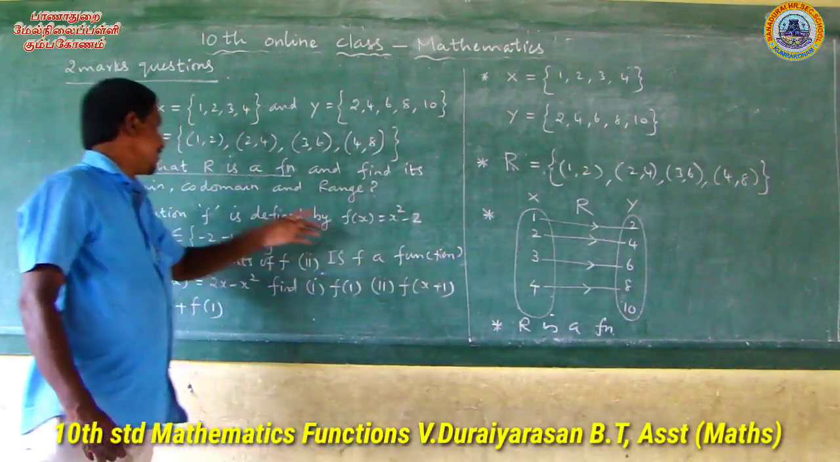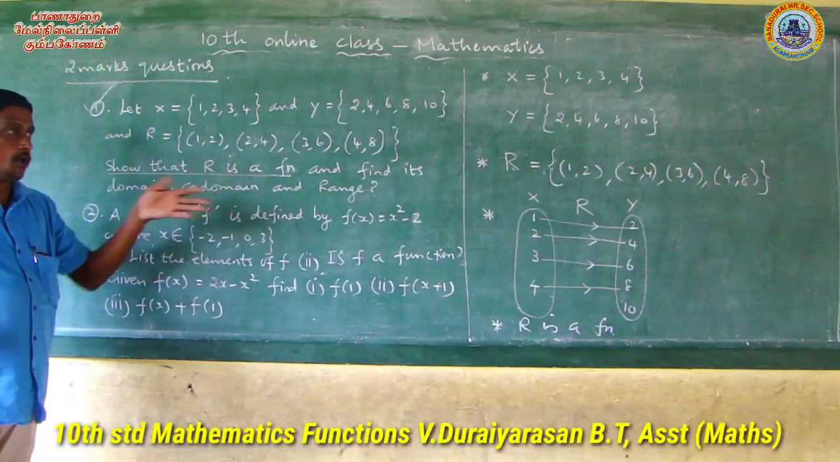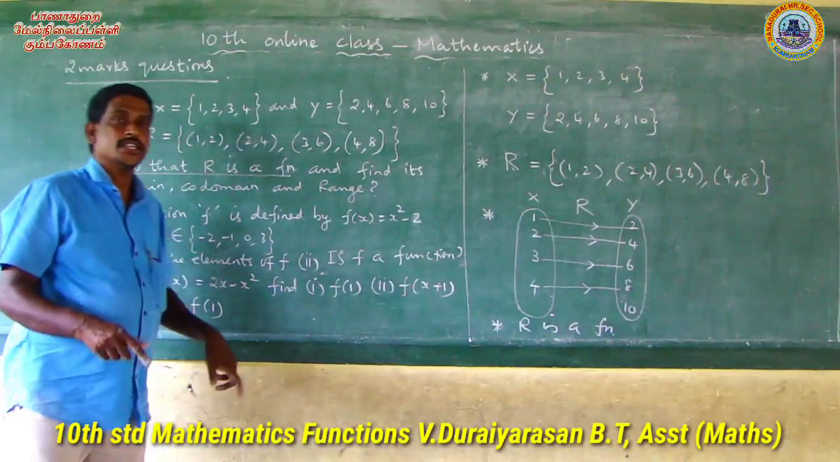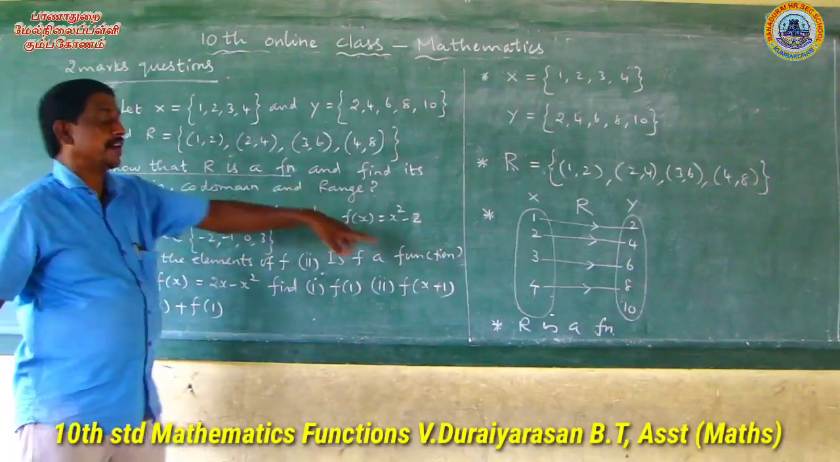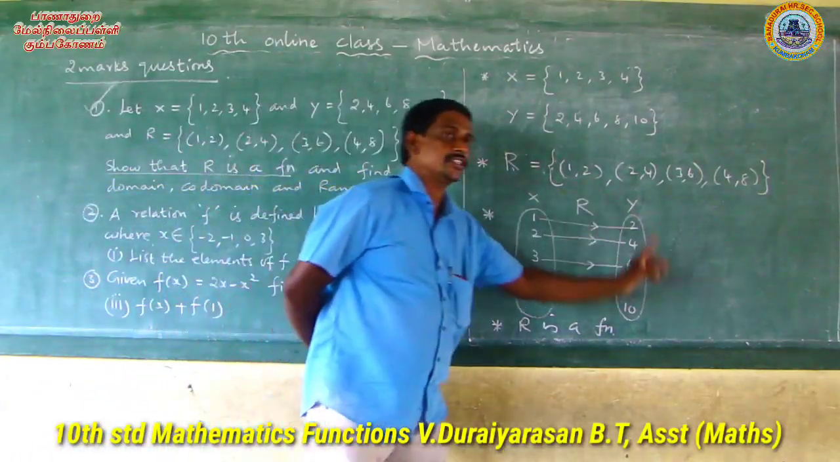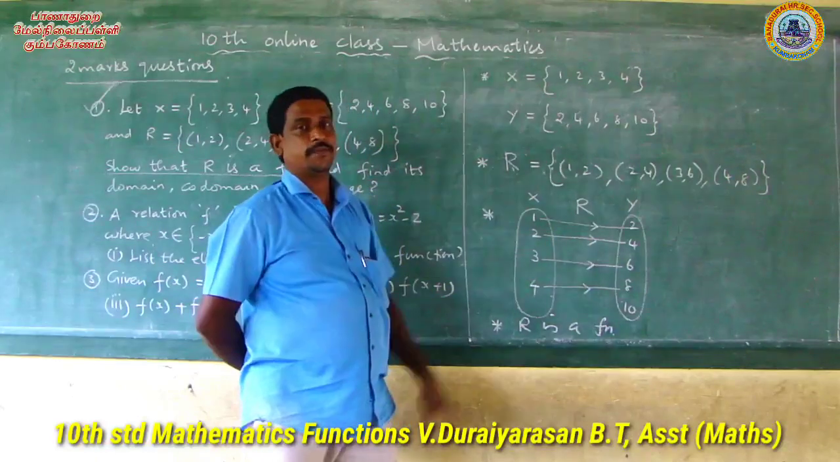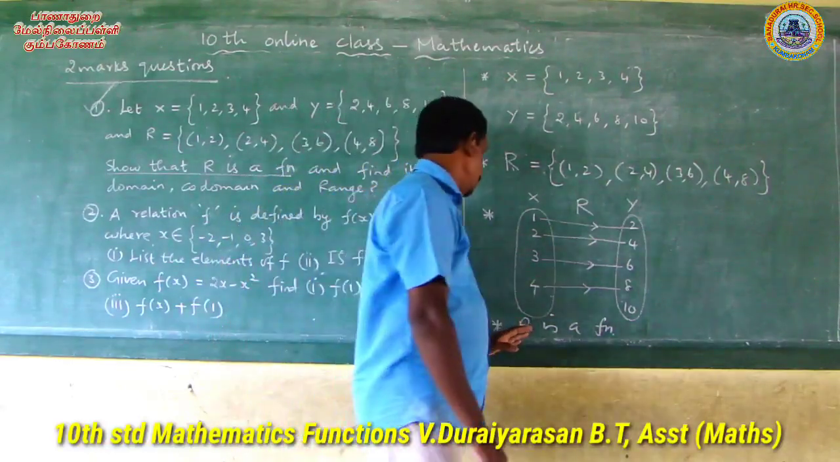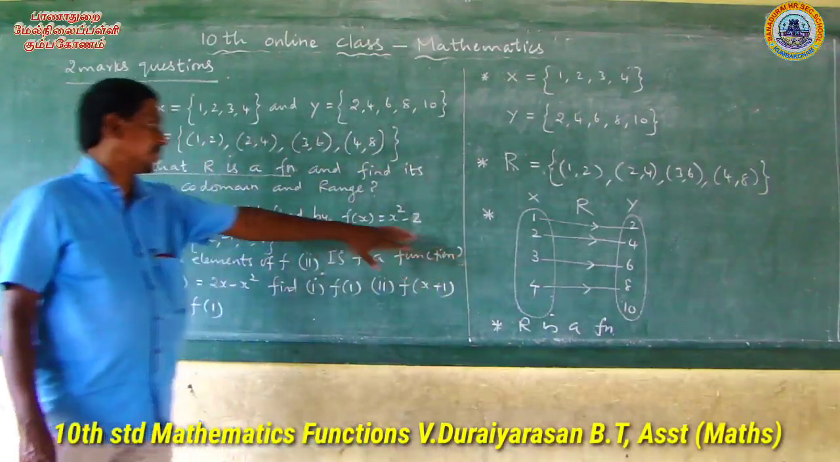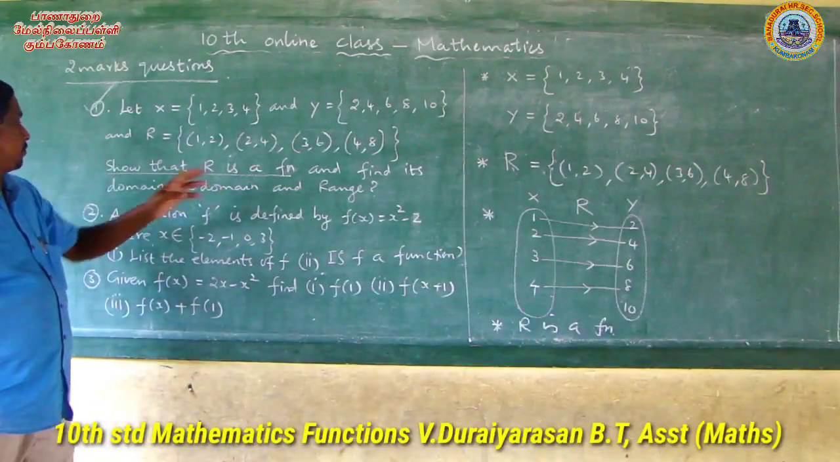Any question that arises: what type of function is this? This is a one-to-one function. So the first question is answered, right? What is the second question?